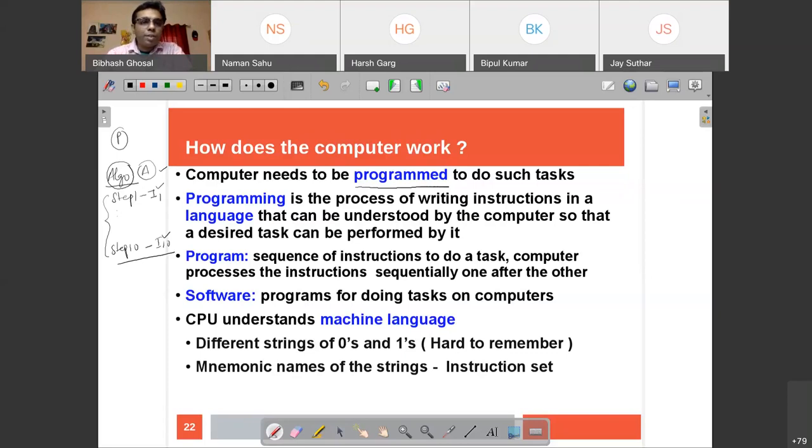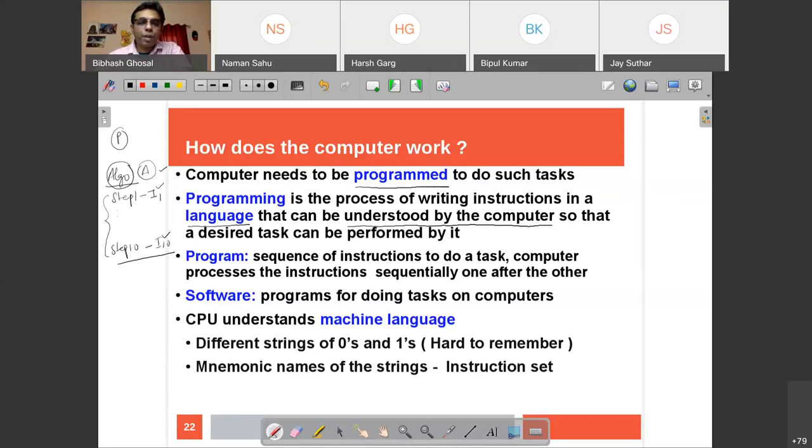But the instructions that you are telling the computer have to be given in a language that is understood by the computer. That is most important. You cannot tell the instructions in your way. You have to tell it in the way the computer can understand. Computer means those mechanical parts, the semiconductor machine that we talked about. So the program is a sequence of instructions to do the task, and the computer will process each one of them one by one.